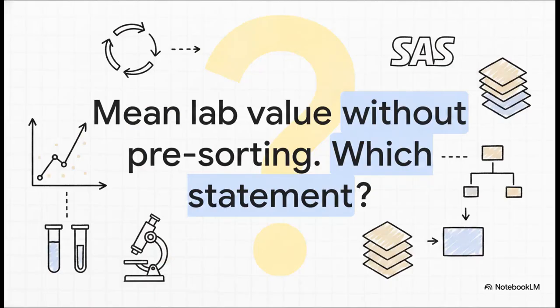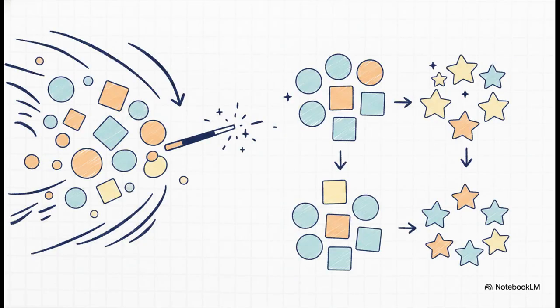Time for another quick knowledge check to make sure that highly technical distinction really makes sense. You need the mean lab value at each visit, and you want to do it in one step, without pre-sorting your dataset. Which statement do you use? You use class visit. Class is literally the ultimate time saver for generating summary stats because it dynamically groups the output by each level of the variable on the fly. If you try to use by visit without sorting first, SAS would immediately throw a data not sorted error right in your log.